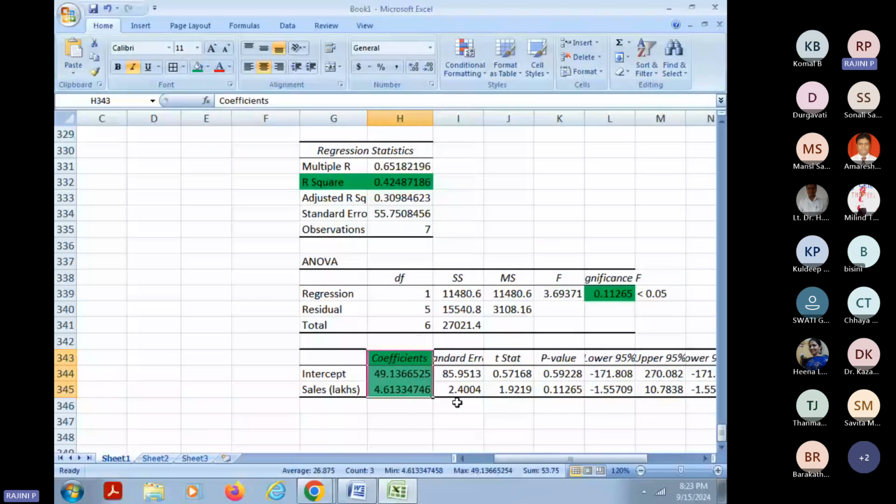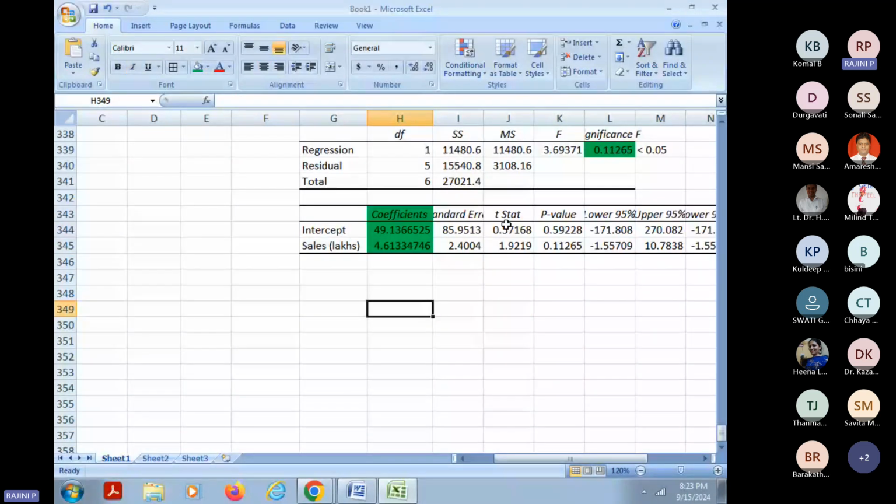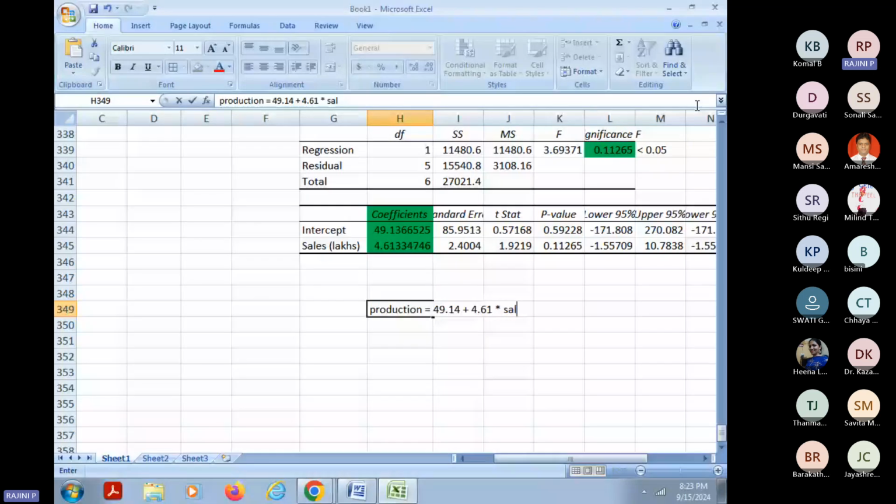Then what will be the equation here? Y is the production, Y is equal to A, where A is the intercept value, 49.14, rounded to two decimals, plus B, the coefficient of the independent variable, 4.61, into sales. This is the equation of the regression.